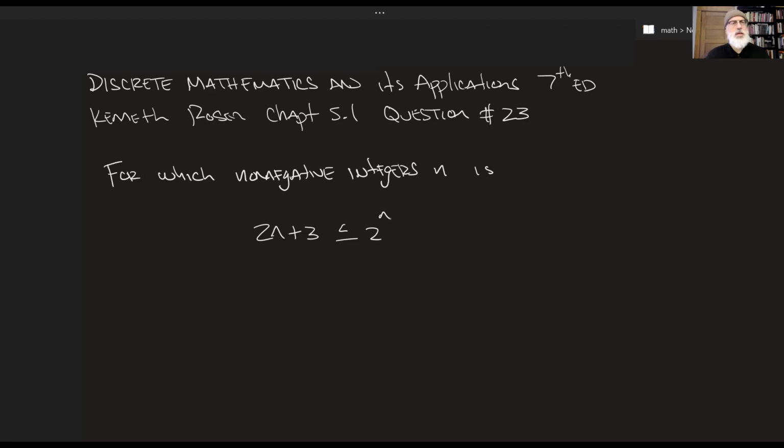So what we are doing today is we're looking for which non-negative integers n is 2n plus 3 less than or equal to 2 raised to n, or 2 to the nth power. Now, n is an integer, so that means that n is greater than or equal to 0. So the first thing we'll do is run through some integers starting at 0 to see if this holds, and then we'll conjecture based upon what we find, and then prove by induction that our conjecture is correct.